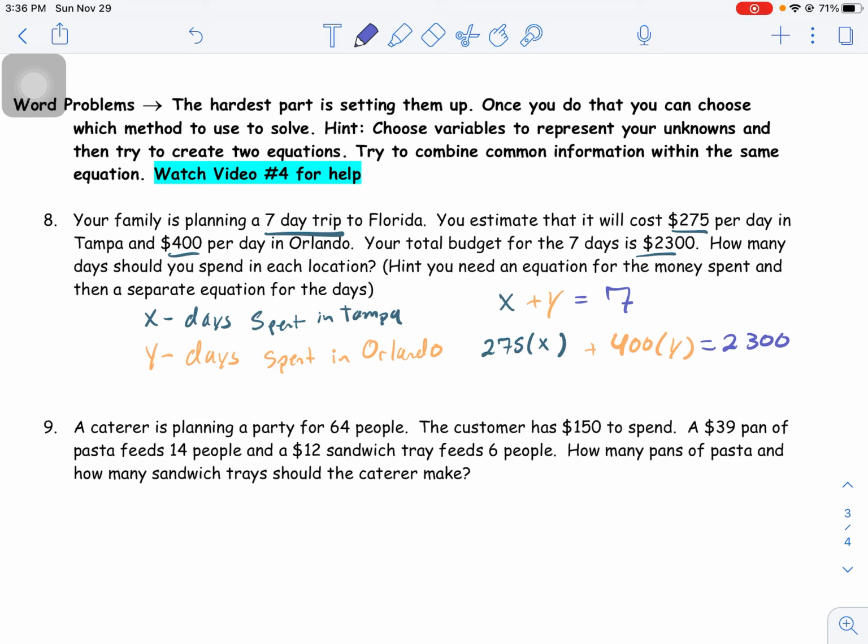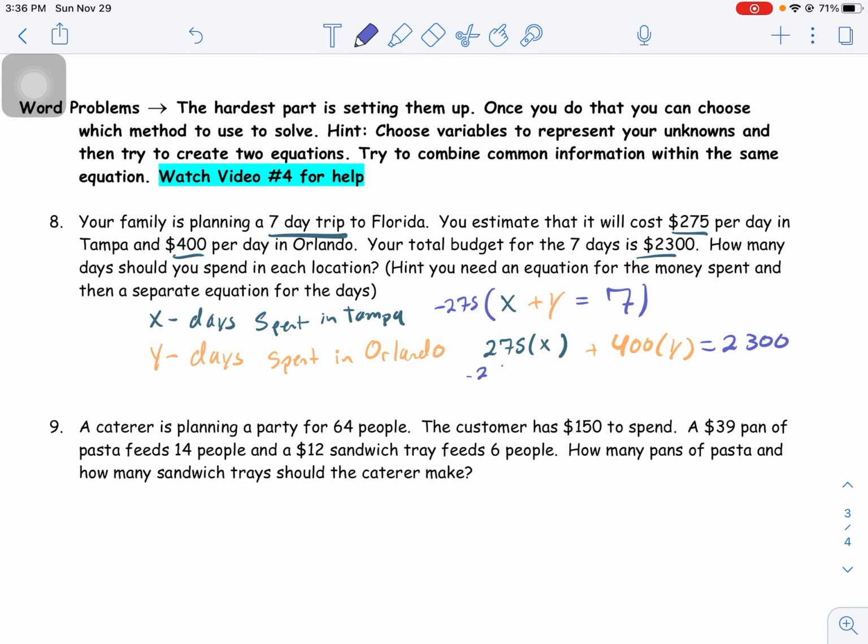From here, you have options for solving this problem. What I'm leaning towards is maybe elimination, because elimination looks pretty easy in this sense. So what I would start with is multiplying the first equation by negative 275. So then we have negative 275x minus 275y is equal to 7 times 275, which is negative 1,925. What this does is it now eliminates the two x's.